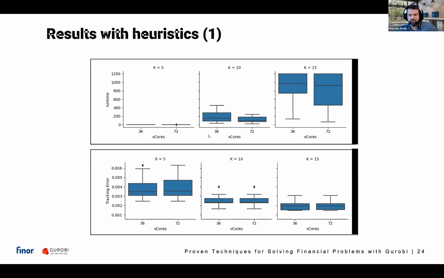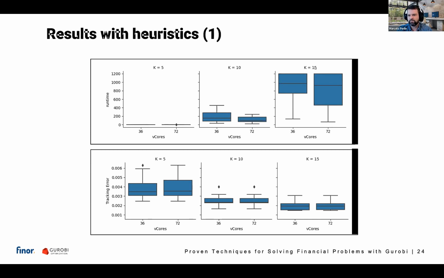I'm going to go very quickly on them. So first of all, we have the runtime. We have three values of k equals 5, 10, and 15. We also have two instances here, 32 vcores and 72. As you can see, for k equals 10, when you have more vcores, you get lower runtime, of course, because Gurobi uses up to 32 cores in its estimation.